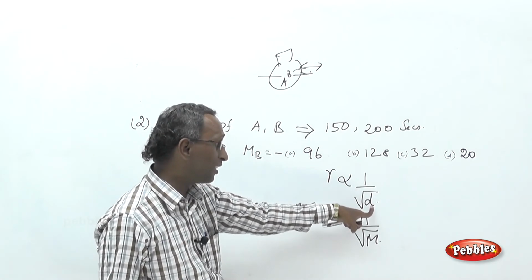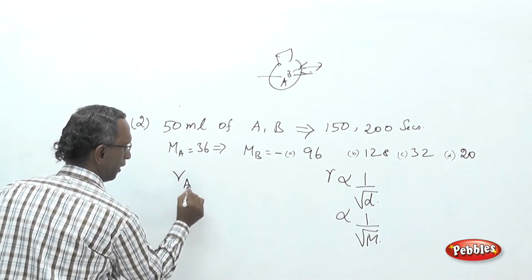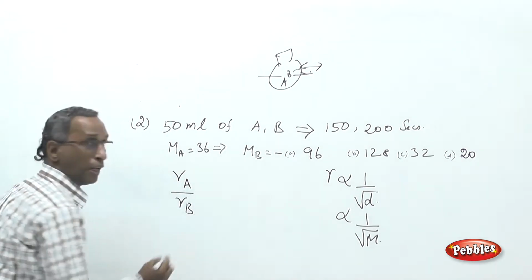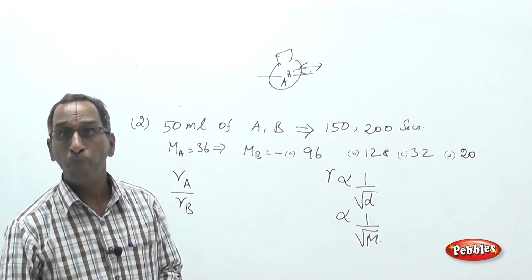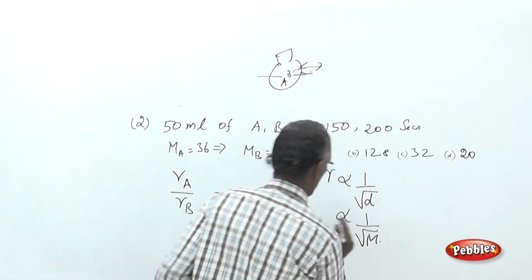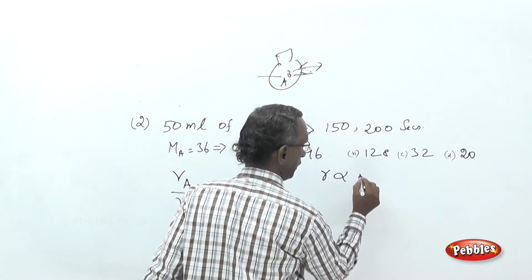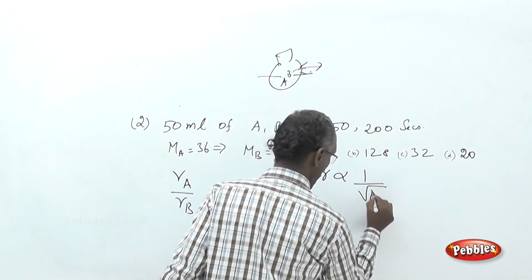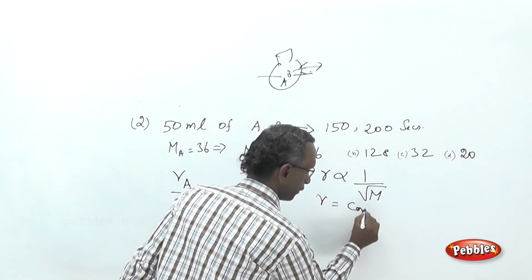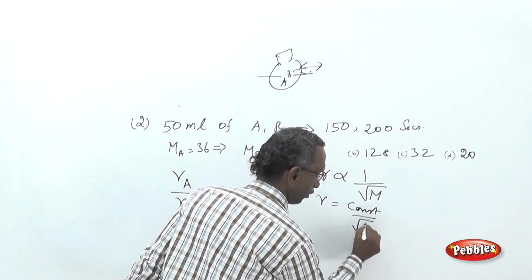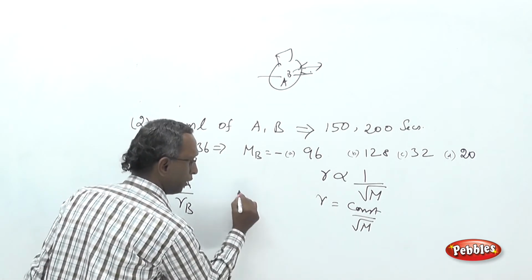This D stands for the density of the gas. Here we have two gases, A and B. Let us compare their rates. RA denotes the rate of diffusion of gas A, and RB denotes the rate of diffusion of gas B. Let us apply only one form. Rate is inversely proportional to the square root of molecular weight, because molecular weight is given. In other words, rate equals some constant divided by the square root of molecular weight. You can apply this formula.